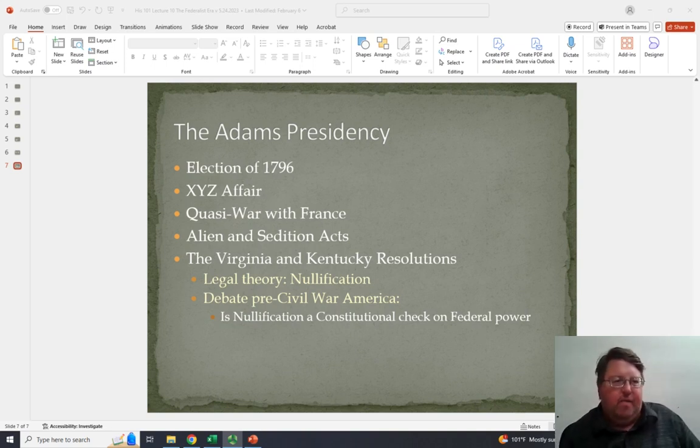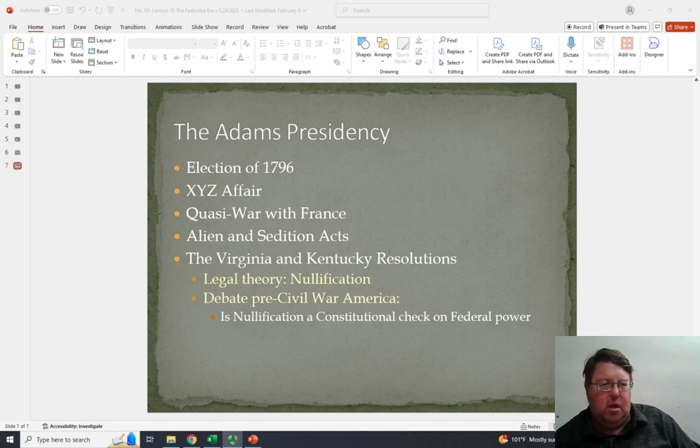Adams takes a lot of heat. The Adams administration gets a lot of criticism, with newspaper editorials lambasting him up one side and down the other. He's not very popular. So the Federalist Congress wants to enact the Alien and Sedition Acts.